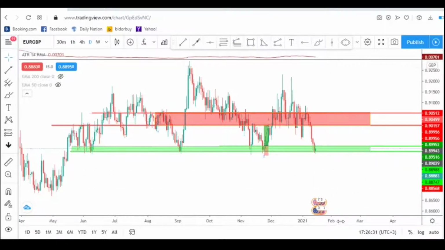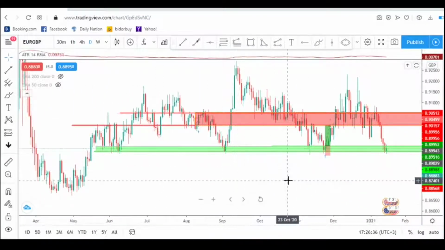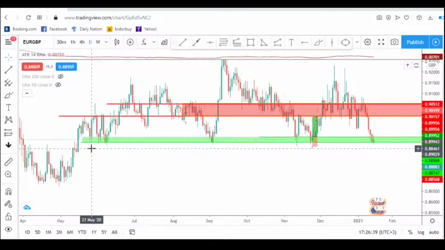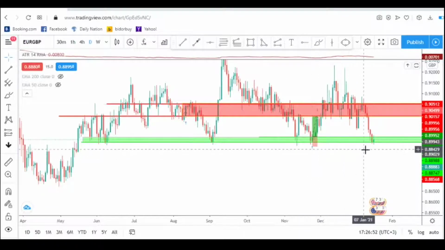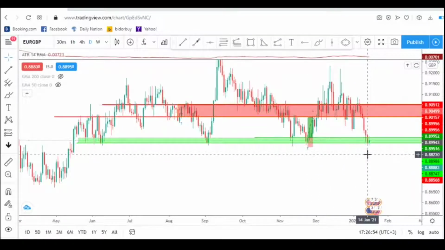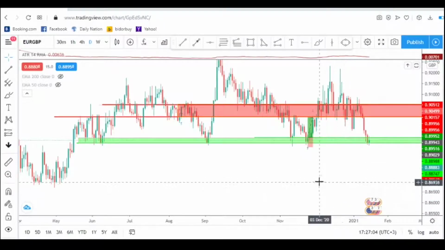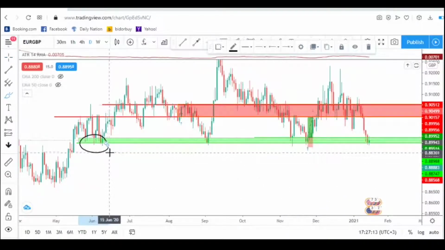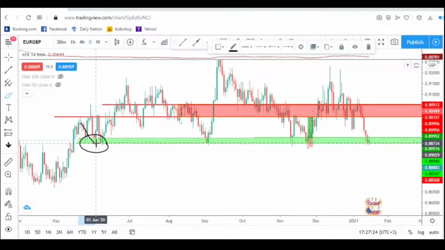Obviously I'm going to buy at this level because it has held the market for a very long period of time, from May up to November, and it's likely to hold this market again in January 2021. So why did I mark this level to be a strong level of support? It is a strong level of support because this level did not allow this market to break below it. So the market came here and found some support.